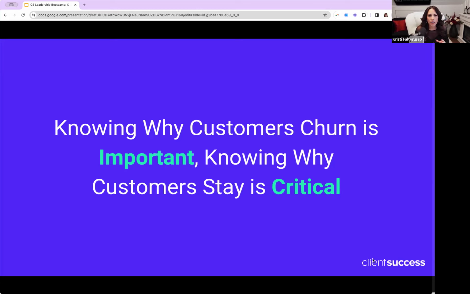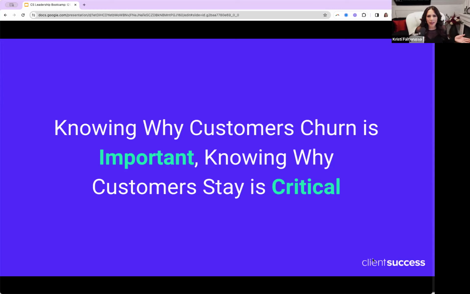But we also need to flip that on its head and talk about why your customers stay. Because if we know why your customers stay, we can emulate that, right? It'll help us figure out a better ICP. It'll help us figure out better programs, initiatives, what parts of the product are really sticky. There is a wealth of data in understanding why your customers stay.